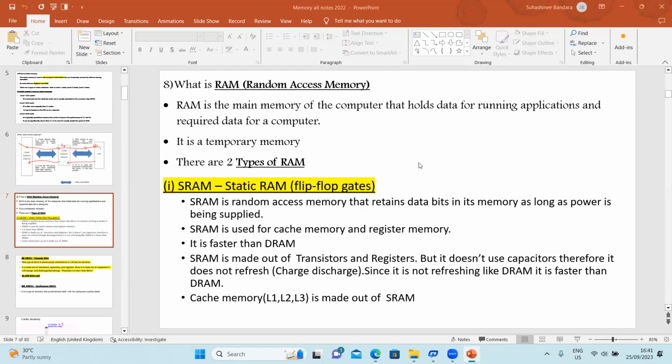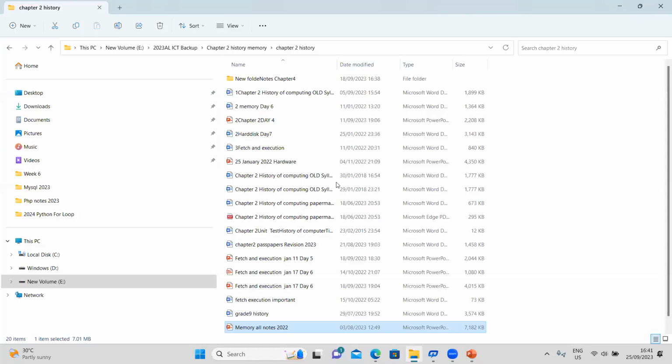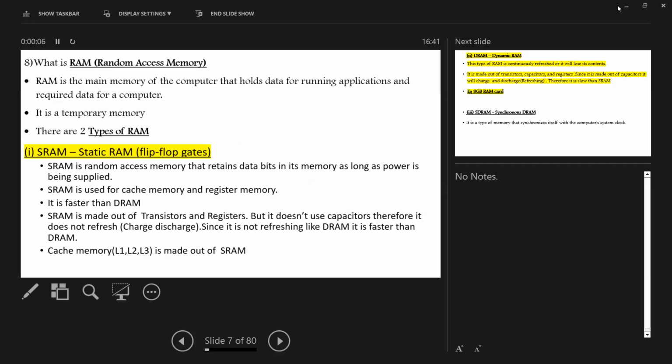There are two types of RAM: SRAM, static random access memory, which we call a flip-flop logic case. Flip-flops mean the SRAM, which is a random access memory that retains data bits in its memory as long as power is being supplied. When the power is supplied, it holds the data, but when you switch off the machine, the data will vanish. Therefore, we call it volatile memory.